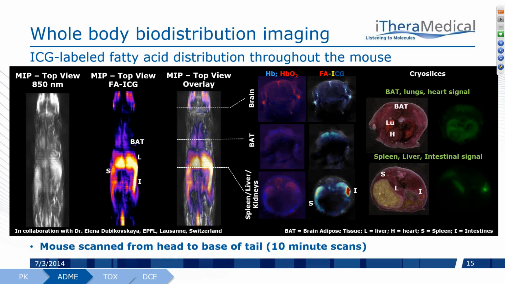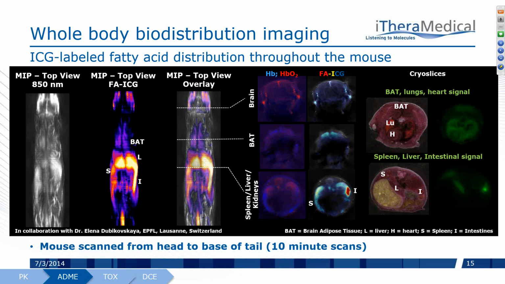If you look at the fatty acid distribution profile, we can see that some of the signal is occurring in the brown adipose tissue, labeled with BAT, which was shown before with optical imaging methods, that this probe gets taken up in these areas. But we can also see the clearance process. So we see the probe located in the liver, labeled with L. We can see it in the spleen, labeled with S, and it starts to show up in the intestines, labeled with I. So in just 10 minutes, we can get a whole body view of the distribution of this probe.